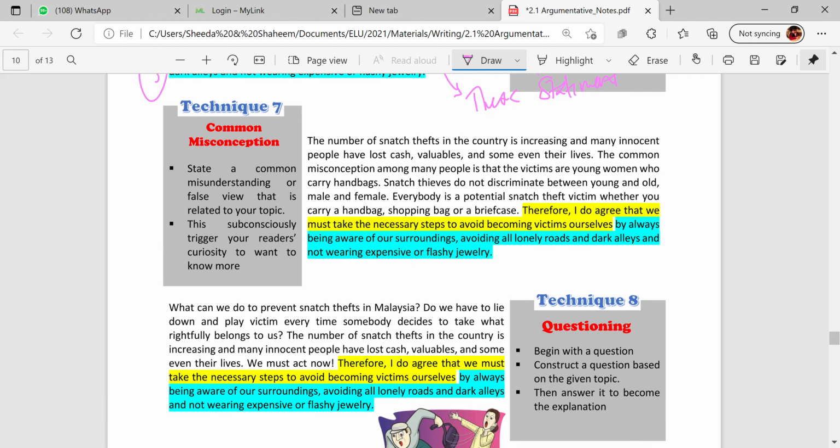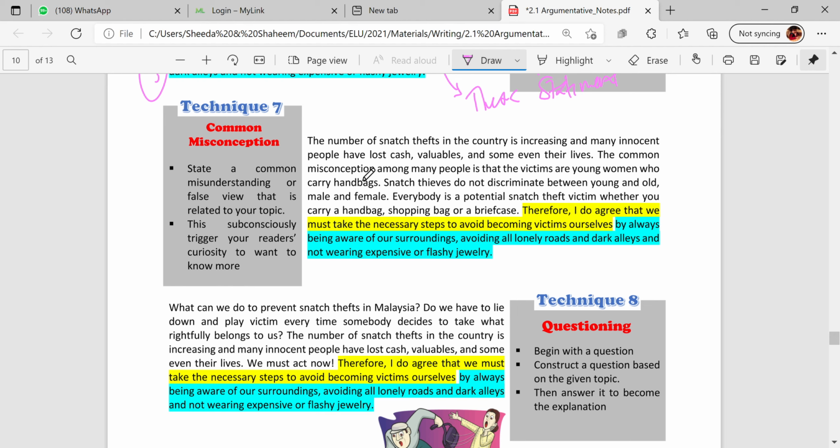Now, moving on to technique 7, common misconception, meaning that you're given a topic, and then what is the common misconception of the topic? A common misunderstanding or false view that is related to your topic. Now, why is this interesting? This technique is interesting because it can trigger your reader's curiosity to want to know more. For example, here, the number of snatch thefts in the country is increasing and many innocent people have lost cash, valuables, and some even their lives.